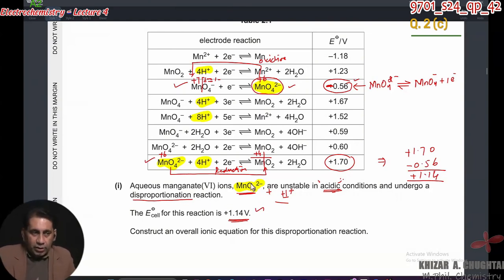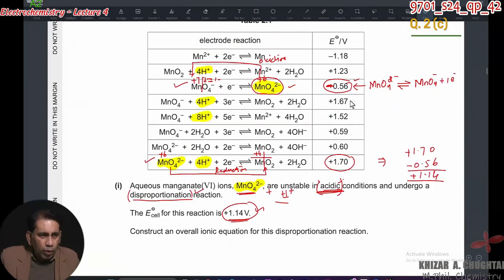So that was the trick in this case. First of all, I checked that it's a disproportionation reaction. Then I checked the conditions are acidic, and according to this reaction, this should oxidize. The same MnO4 should oxidize in one equation, and it should reduce in another equation. Then I have to add these 2 equations so that the sum is equal to 1.1 volt.